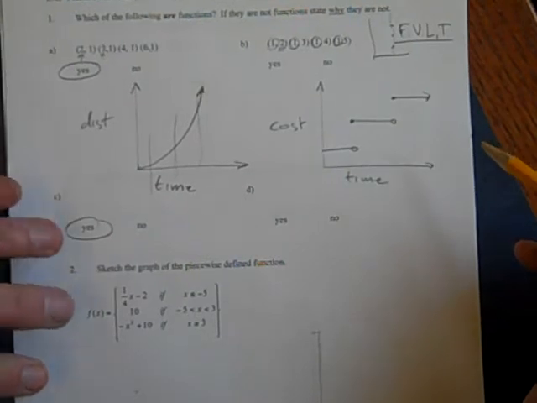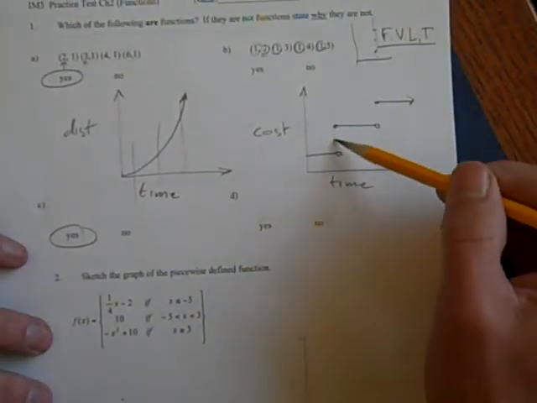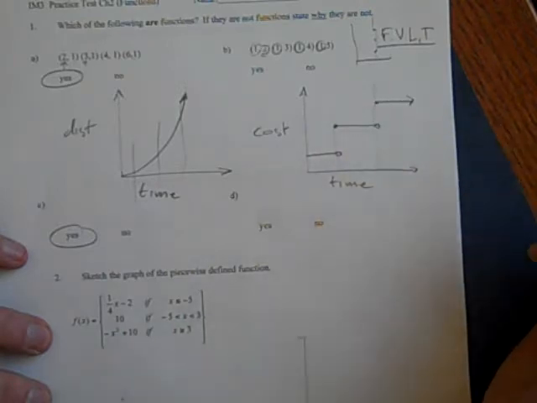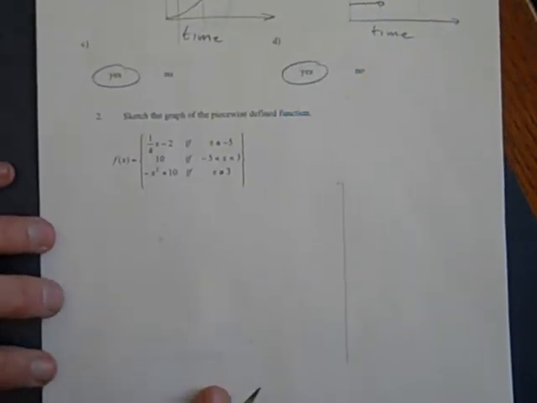Here you want to just be careful. This is a step value function or a piecewise function. You want to make sure that these endpoints are not ever both filled in, or it would fail. But we're okay. So again, this is yes. So 3 out of the 4 of those are yes.